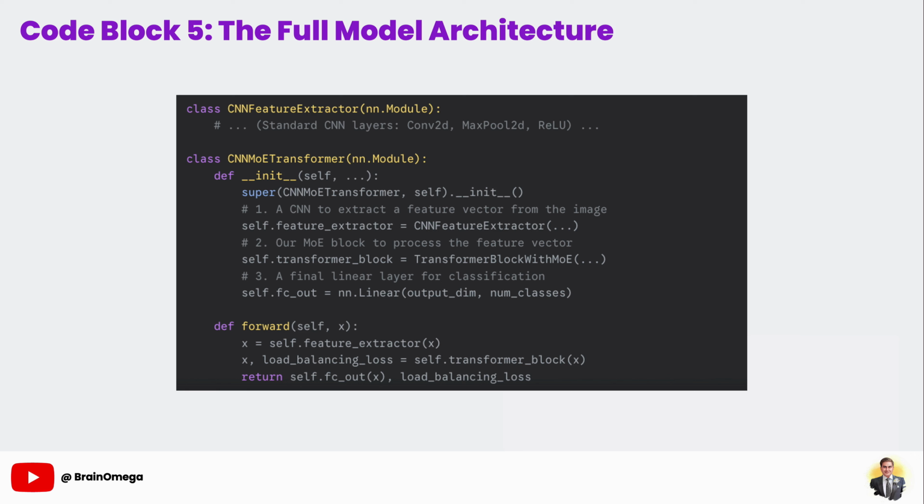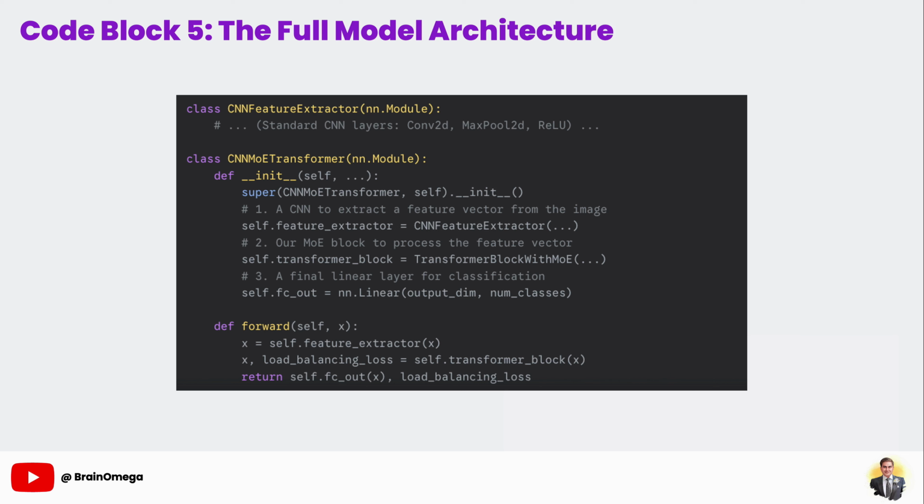Now let's put everything together into our final CNN-MoE transformer model. The architecture is a powerful and common pattern. First, we define a CNN feature extractor. This is a standard convolutional neural network whose job is to take a raw input image and convert it into a flat feature vector that captures its important visual information.